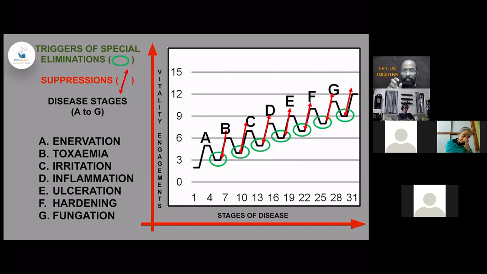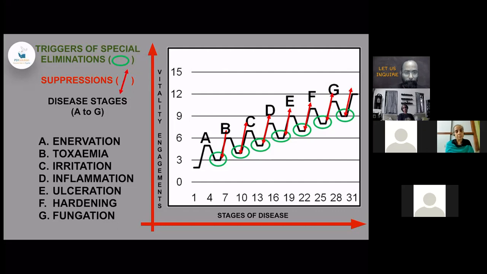But the initial touching of the G point will get reversed on its own also, and the reversal happens according to the proposal in the same pathways. So G goes to F, that means fungation goes back to the hardening, then back to the ulceration, inflammation, irritation, toxemia, and innervation further. So it's not that fungation means it is the end of the individual, but there are some points of no return.